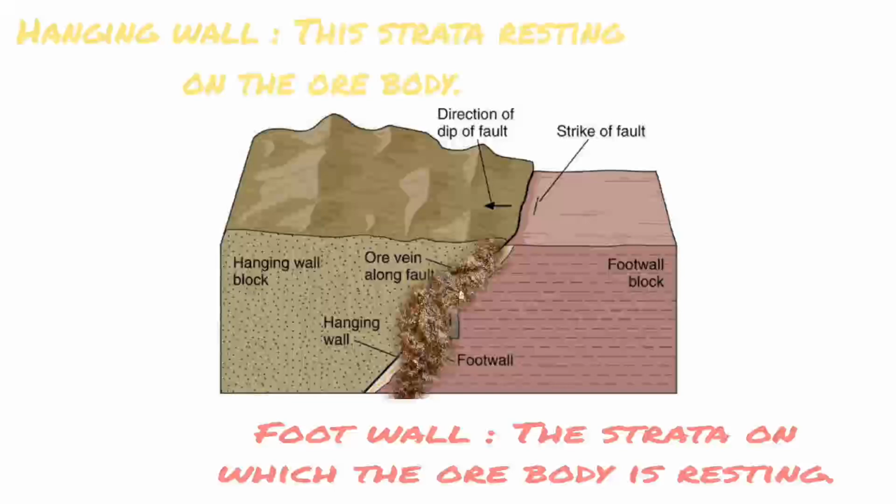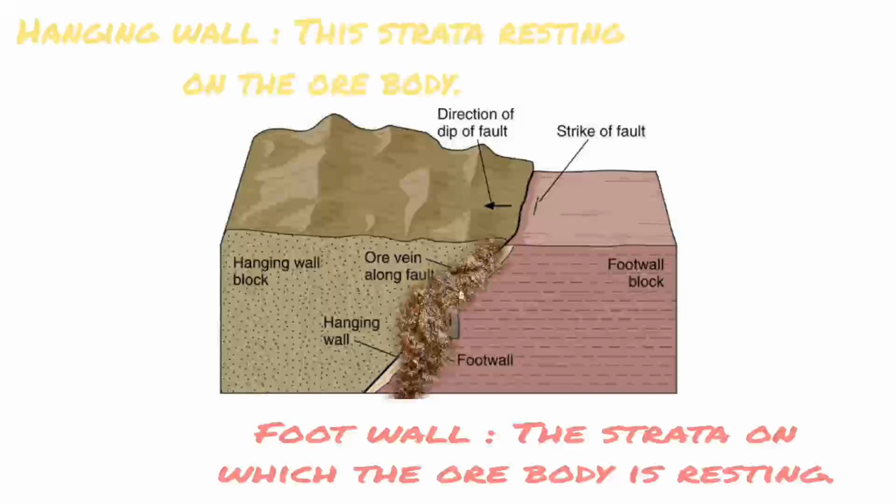So what is hanging wall? Hanging wall is the wall or strata resting on the ore body, or the strata resting on the ore body is known as hanging wall. Similarly, what is footwall? The strata on which the ore body is resting.